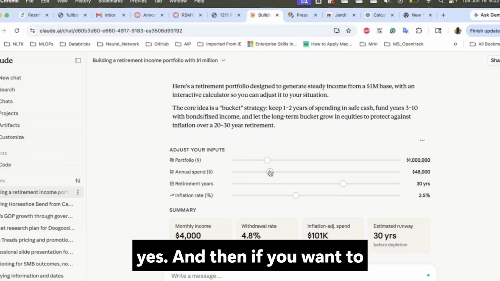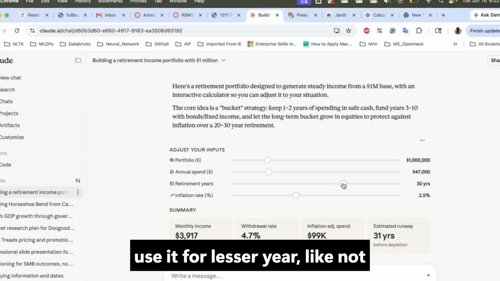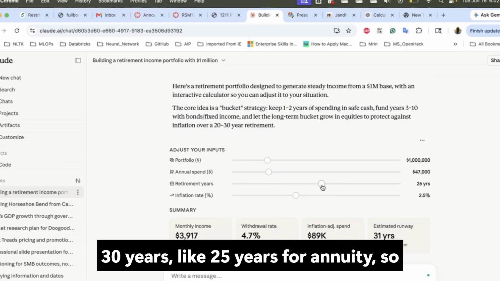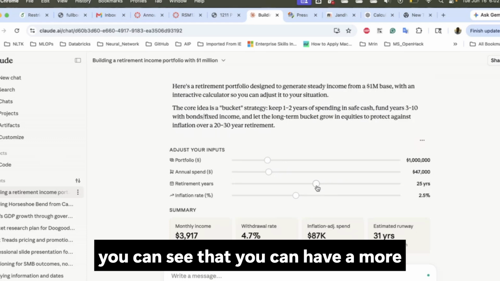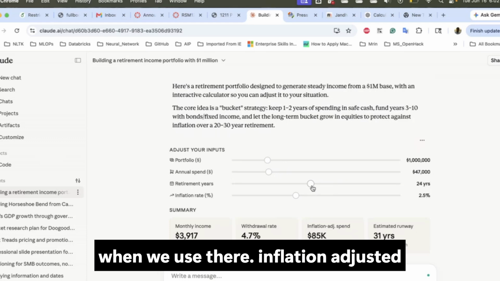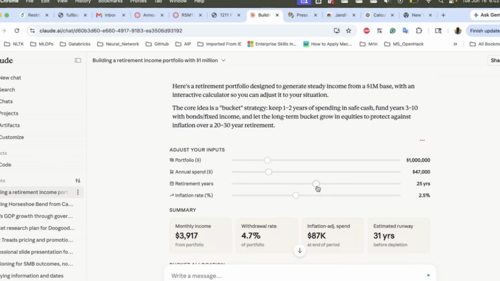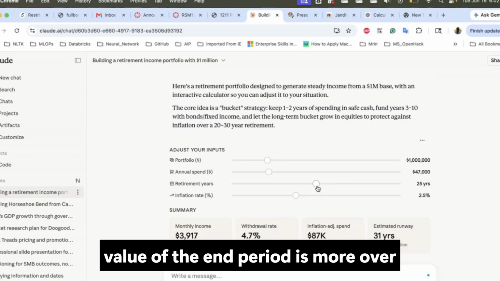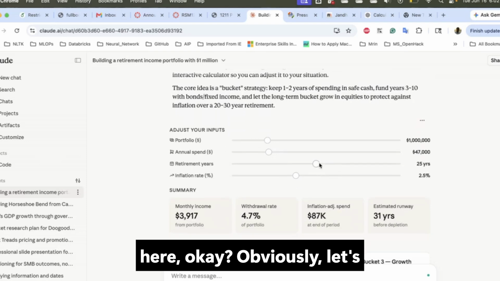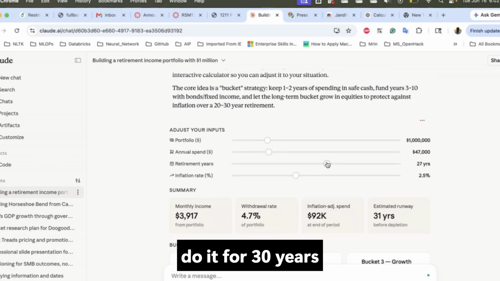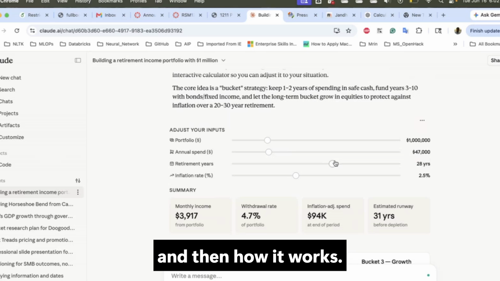And if you want to use it for fewer years, like 25 years for the annuity instead of 30, you can see that you have more left when you reduce it. The inflation-adjusted value at the end of the period is more over here. Okay, obviously, let's do it for 30 years and see how it works.